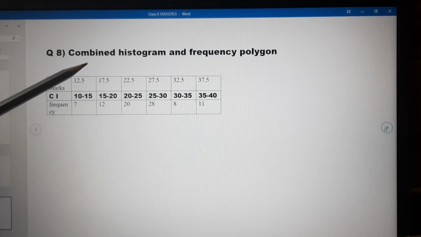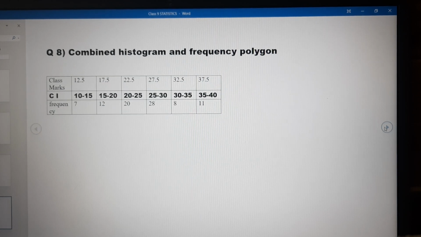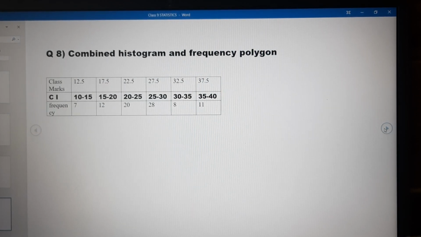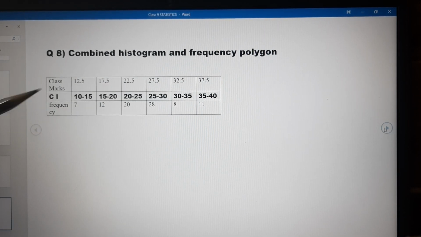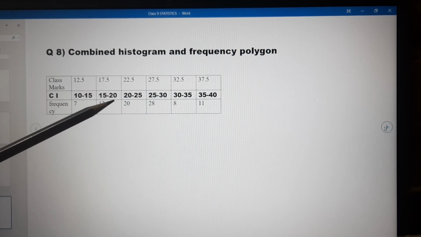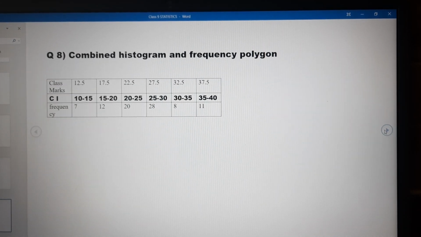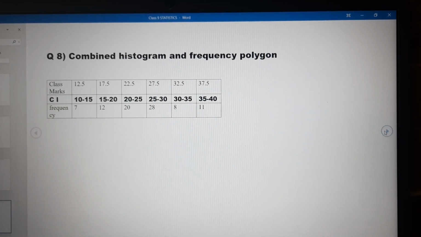You will subtract 2.5 to get the lower limit. You will add 2.5 to the class mark to get the upper limit. So we'll get 17.5 minus 2.5, 15, 17.5 plus 2.5, 20. And likewise, we have written it. Fine. Now it is very easy to draw the histogram.